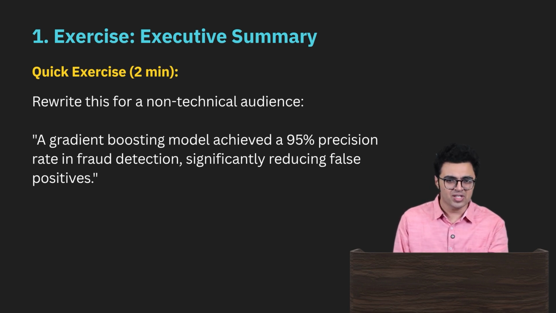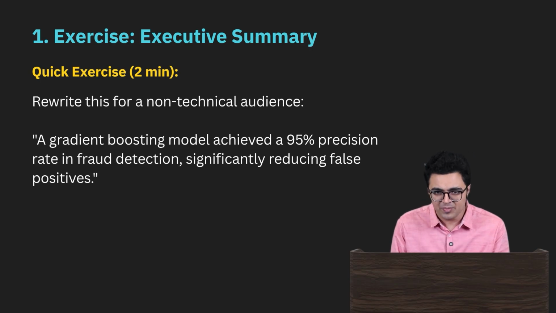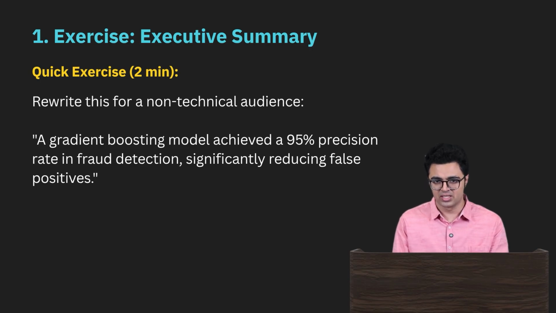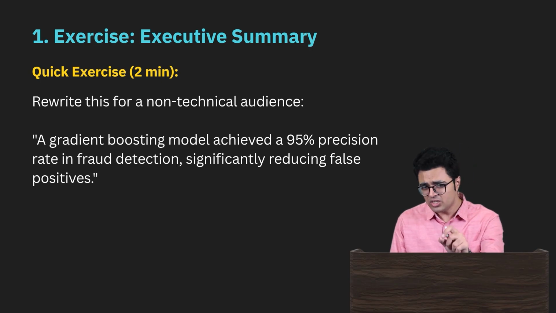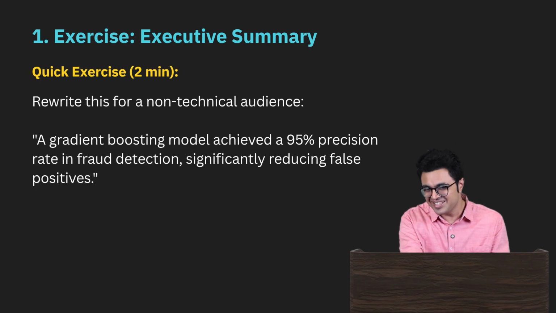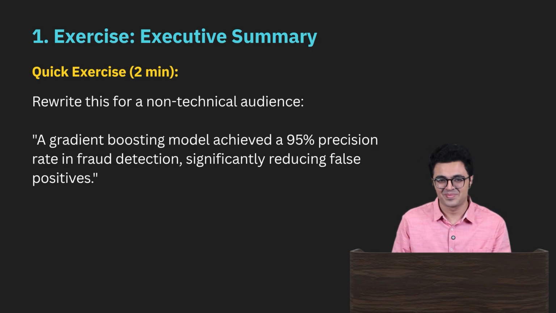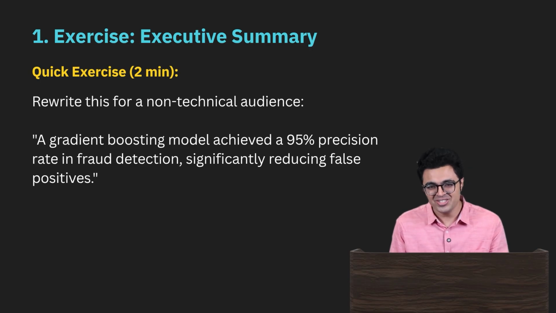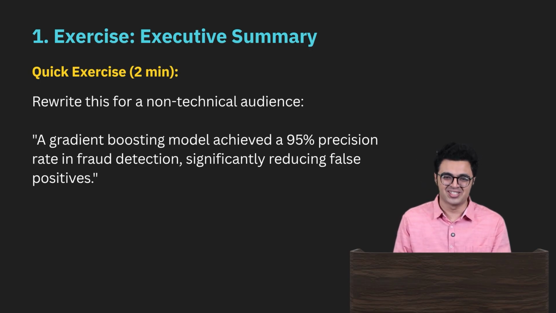A gradient boosting model achieved a 95% precision rate in fraud detection, significantly reducing false positives. Take some time. Break this down into first principles, check the utility. There's a hint in there. I won't tell you what, but there is a hint in there about the utility of the kind of analysis that you have generated. Try to rewrite this for a non-technical audience in the tone of an executive summary. I'll see you back.